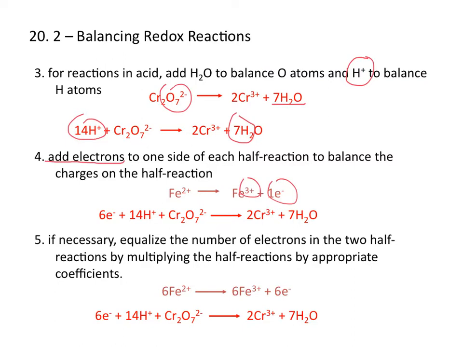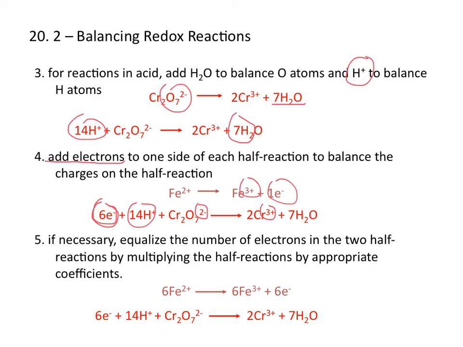And on the reduction side of things, I'm going to have to get an overall plus 6 on this right-hand side. So let's go ahead and look at what we have. We have a minus 2. We have a plus 14. So 14 minus 2 is 12. Minus 6 is going to give me an overall charge of plus 6. And with that being said, now we've established the correct number of electrons on each side.